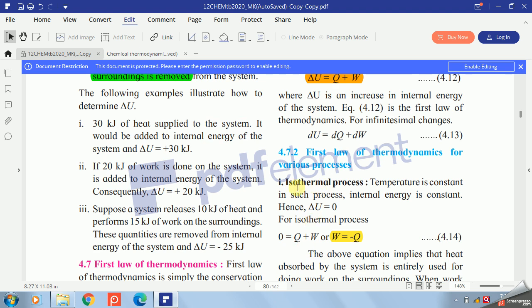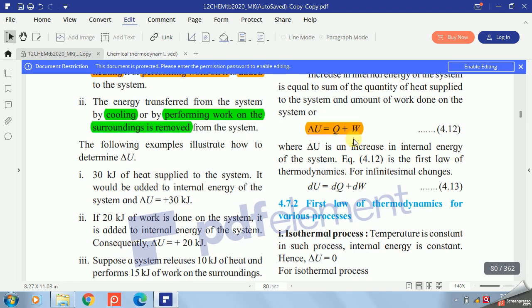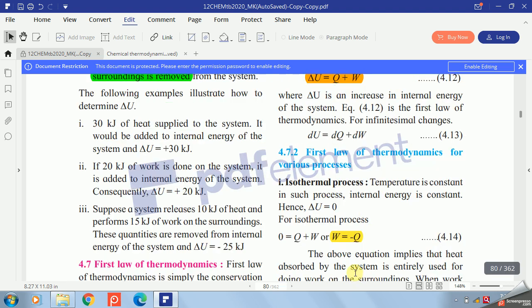Let us see the first process, that is isothermal. So iso means same, thermal means temperature. So in this process temperature remains constant. As internal energy is a function of temperature, delta U is equal to 0, because delta T is 0, so delta U is also 0. So if you substitute delta U equal to 0 in this equation, then 0 is equal to Q plus W, or you can write W is equal to minus Q. Minus Q means heat is released.